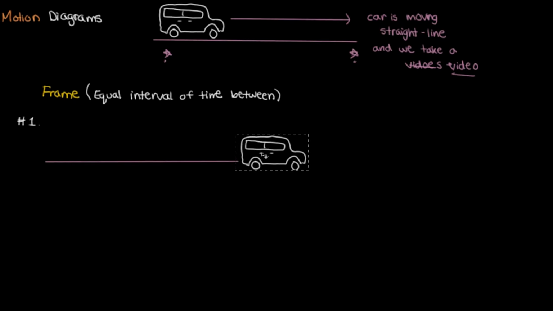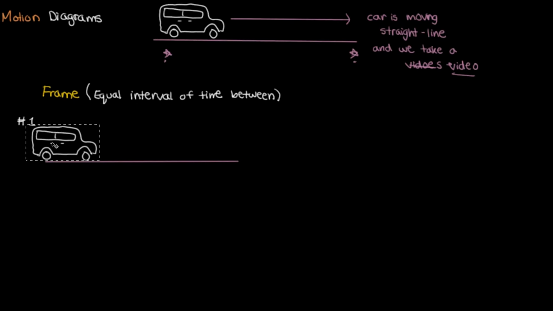All right, so we have this car, right? Let's say at the beginning, this car is over here, right? So that's where the car is at the beginning. That's the first frame. I labeled it frame 1. So at the beginning of the video, this car is on this side of the road at this point, at this star.